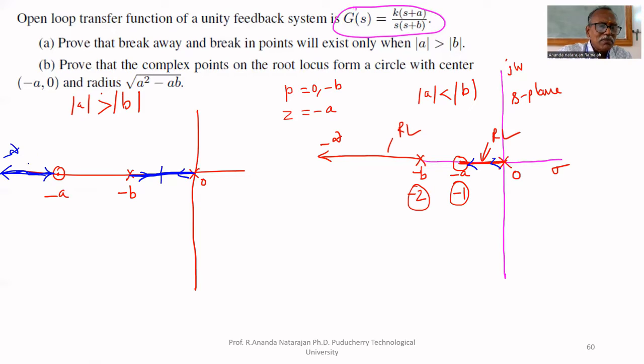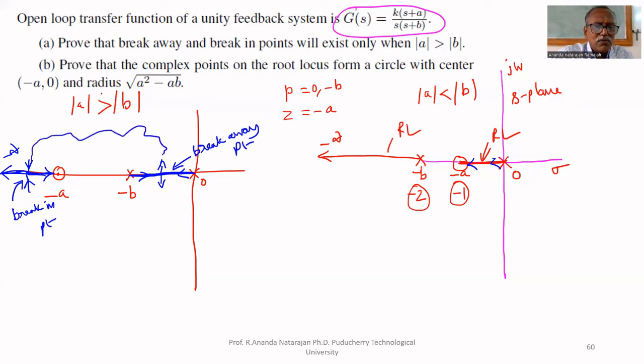Therefore, some branch must come and join here. One branch goes to this side, another branch goes to that side. That is called break-in point. This is coming out, therefore this is called breakaway point. So the root locus will be like this. Somehow it will come and join here, and this also comes and joins here.